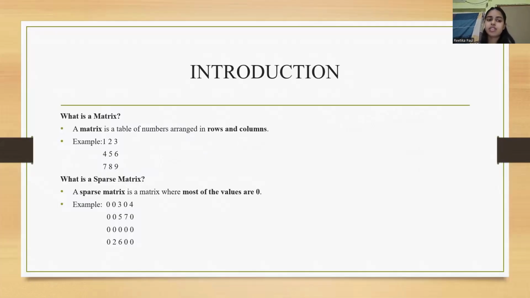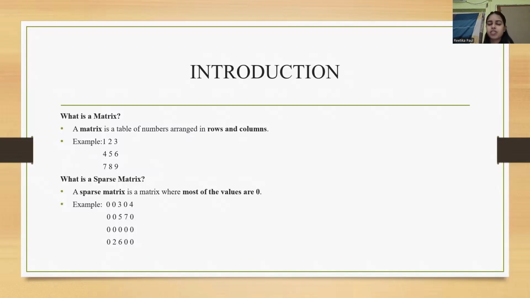So this is the basic introduction of a matrix. A matrix is just a table or a grid of numbers arranged in rows and columns, and I have already given an example. It's basically 3 rows and 3 columns. This whole presentation is about a sparse matrix, and how a sparse matrix is different from a normal matrix.